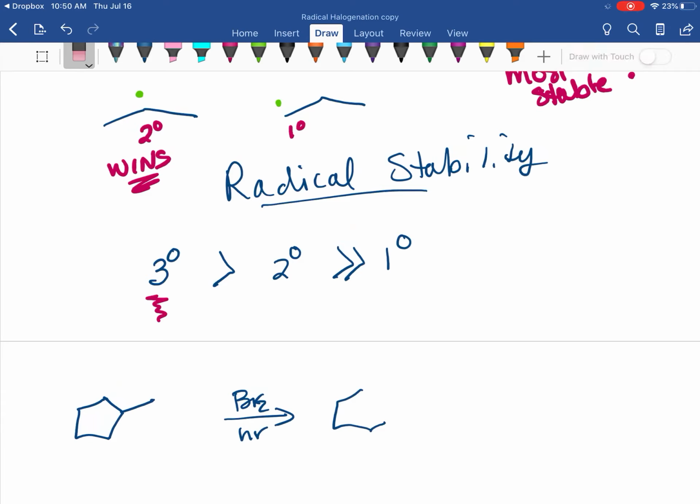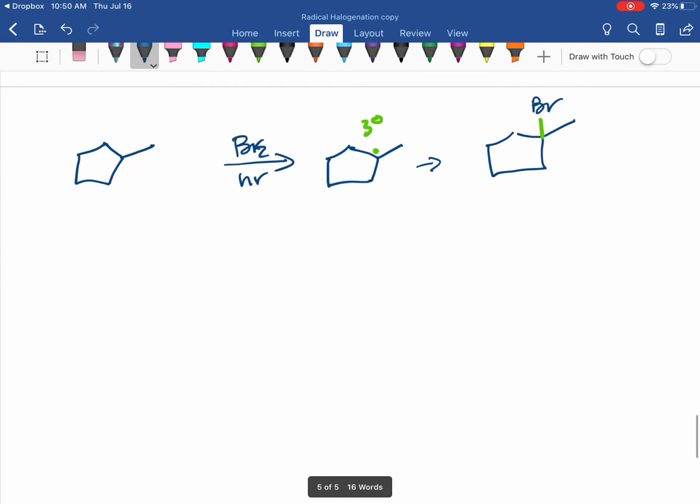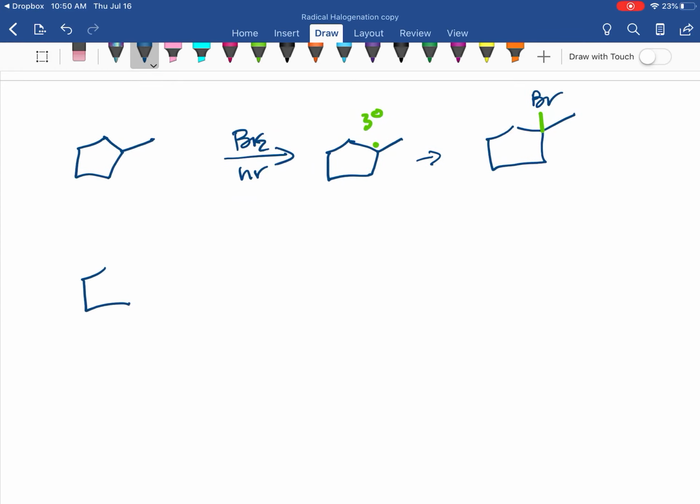What if we have a nice ring like this? Let's compare. What would you get with bromine and light? Let's draw the right structure. Where would your bromine end up? Hit pause if you want to try it for yourself for a second. What is the most stable radical you could form out of this whole compound? That's going to be right there, tertiary. So what's the product you're going to form with bromine? This one.